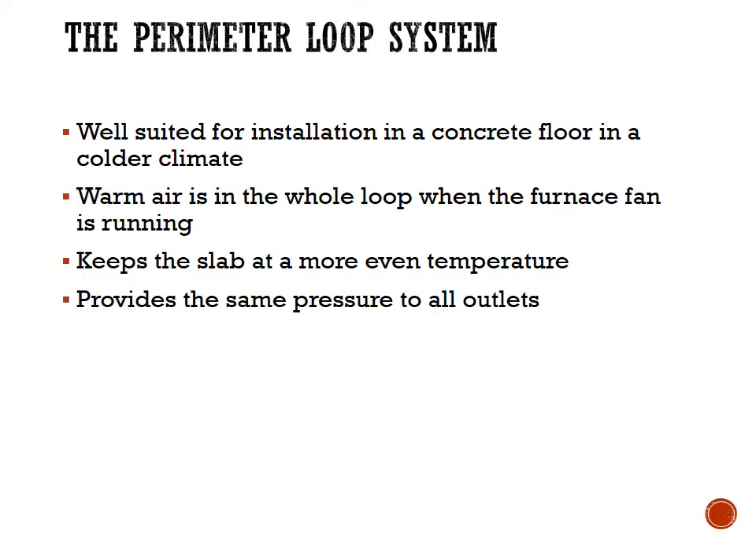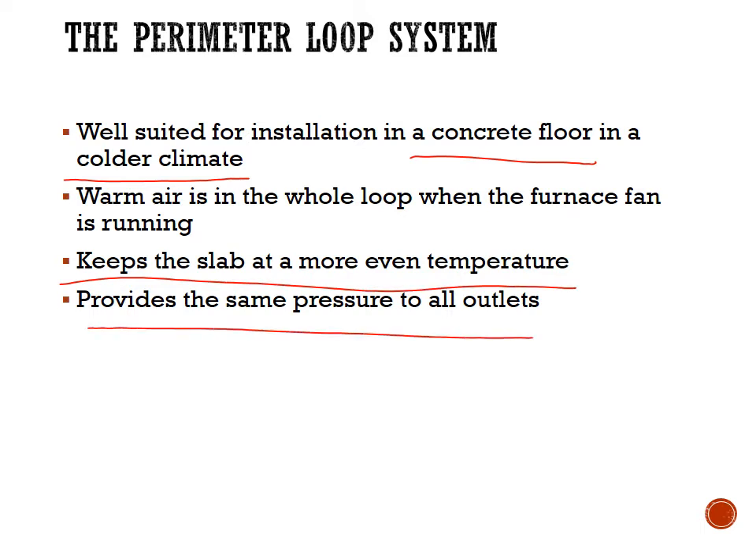The last system is the perimeter loop system, which goes around the house, and it's ideal for concrete floors and in colder climates, because we do not require a lot of heat and we do not require a lot of cooling. So it's very slow acting. It also does not give you a lot of pressure because we have to go all around the house, and it keeps the slab at a more even temperature. It comes from the bottom, not the top, and provides the same pressure at the outlet.